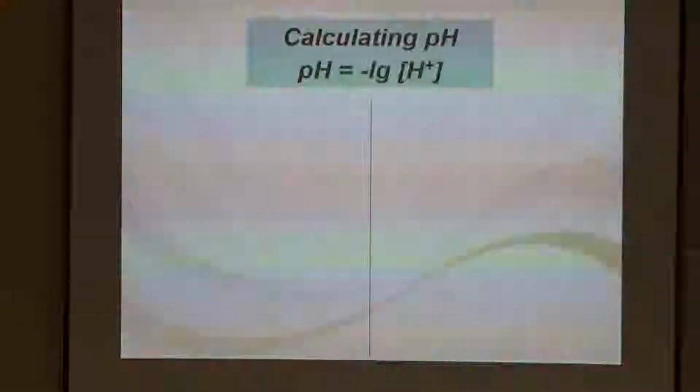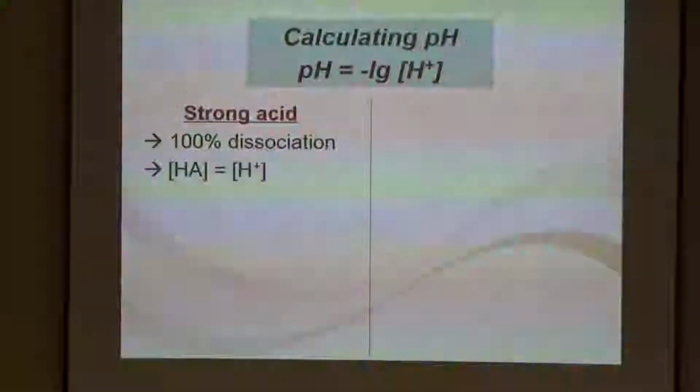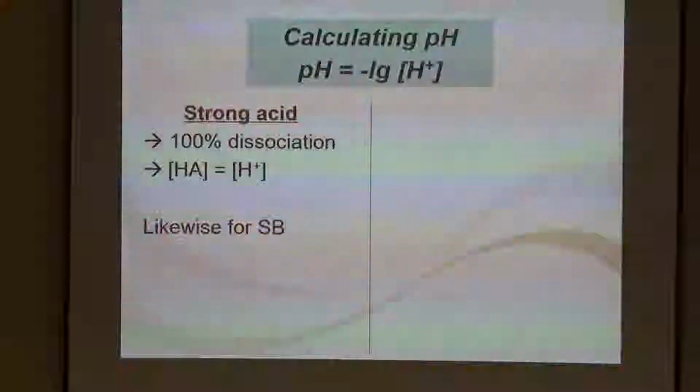So calculating the pH, you know that the pH is the negative log of the H plus concentration. Now, for a strong acid, this is very straightforward. There's 100% dissociation, so the concentration of the acid HA is the same as the concentration of the H plus. And this is one way to check whether it is a strong acid or not. Likewise for a strong base, a similar case applies.